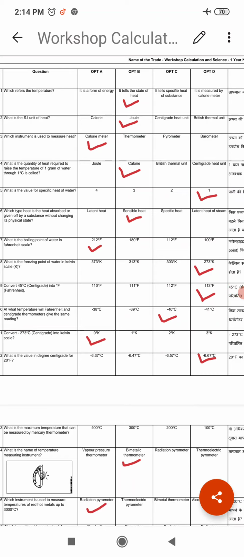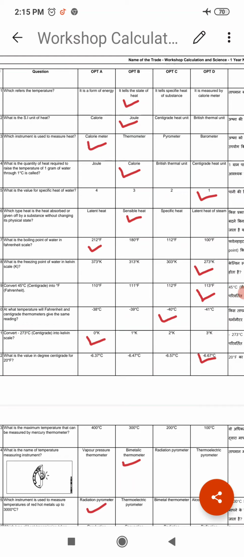Its answer is D. 1. Which type of heat is the heat absorbed or given off by a substance without changing its physical state? Option B. Sensible heat. Next, what is the boiling point of water in Fahrenheit scale? 212 degree Fahrenheit. What is the freezing point of water in Kelvin scale? Its answer is 273 degree Kelvin.